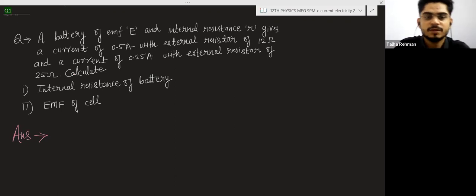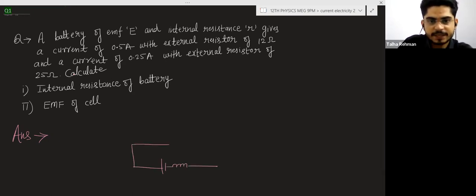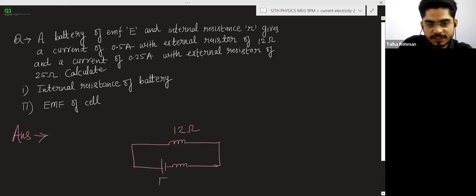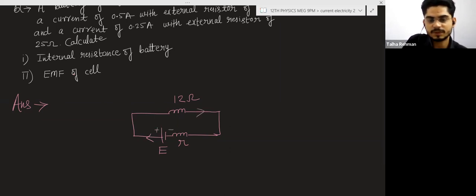Okay, see here they are saying a battery of EMF E and an internal resistance R gives a current of 0.5 ampere with external resistance of 12 ohm. So we have a battery with internal resistance, connected with an external resistance of 12 ohm. Suppose E is the EMF of the battery, R is the internal resistance, and current is flowing from positive terminal to negative terminal, like this.